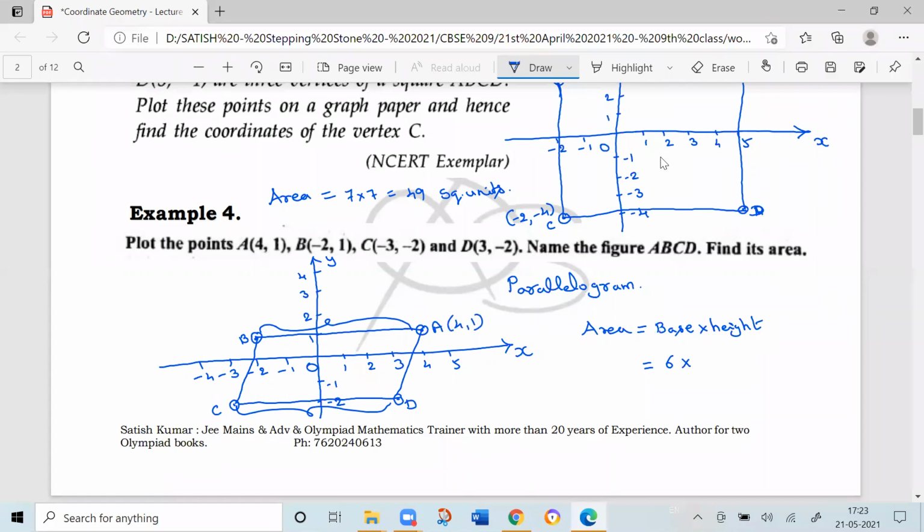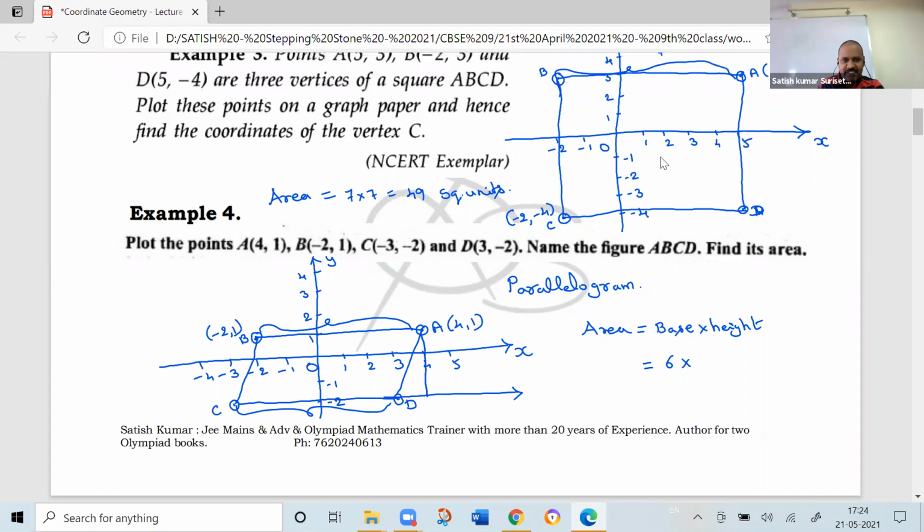So is it 4? No. Is it 4? Sir, is it 3? No. Height means what? You have to draw a perpendicular. So you draw a perpendicular from one of the vertices. Suppose I draw a perpendicular from here, then you extend this side. So when I draw the perpendicular, this length I should measure.